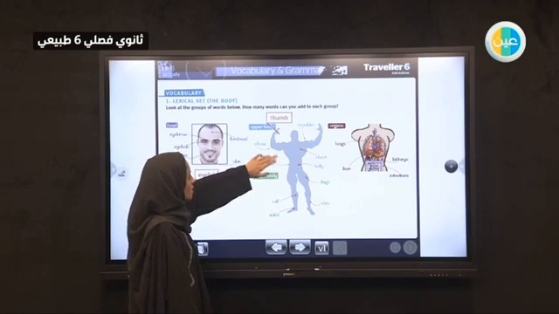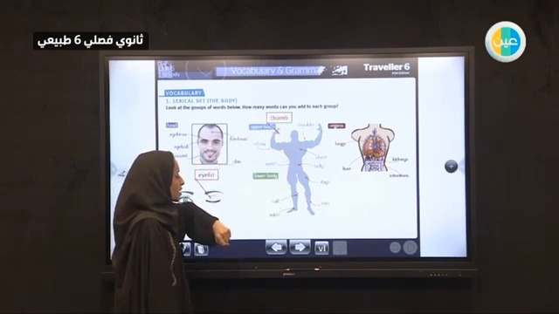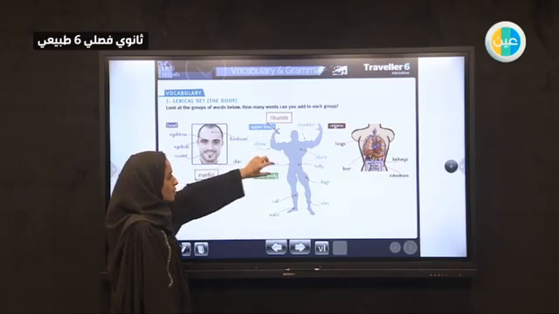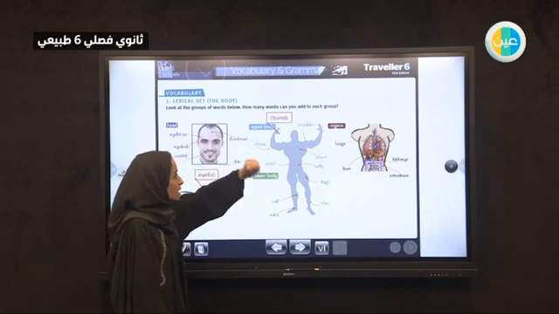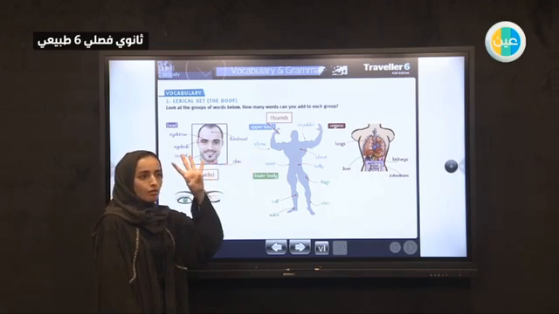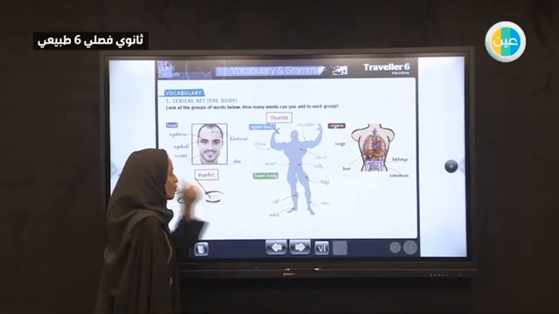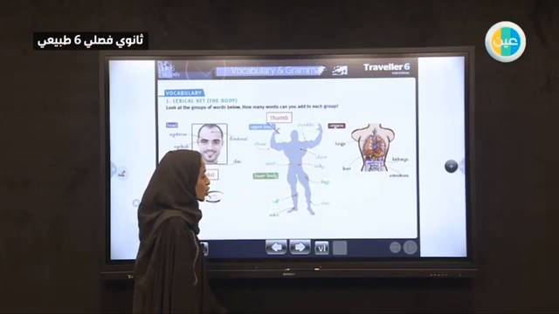And we have here the hands, and underneath that we will have, let's say, the lower body. Speaking about the hand itself, this is the arm, and this one is the hand. Within your hand we will have 4 fingers and a thumb. So 4 fingers, and we will have 1 thumb. Okay, and we will have the shoulders.